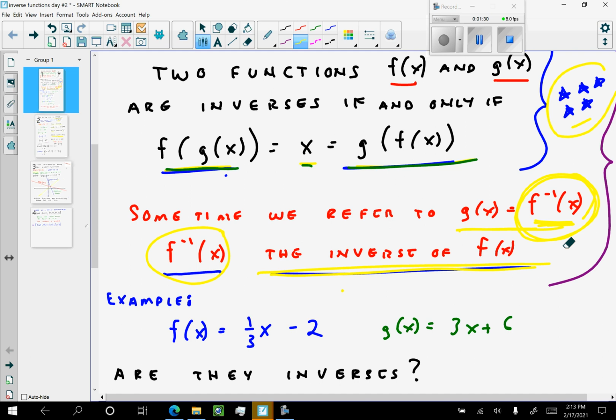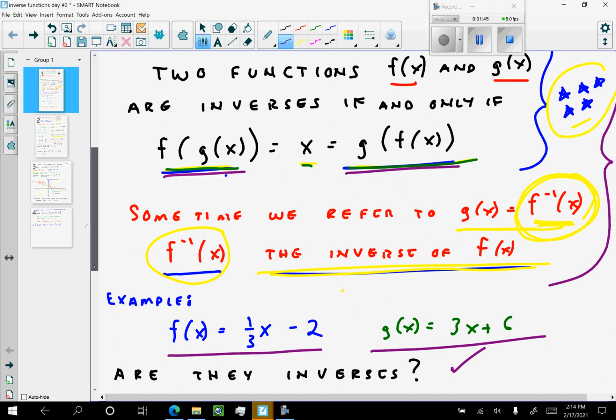So here I have another example. I'm given two functions. The first function f of x is 1/3 x minus 2, and g of x is 3x plus 6. I want to know, are they inverses? Well, I don't know. Let's check it. Let's go f of g, let's go g of f, and let's see if they both equal x.